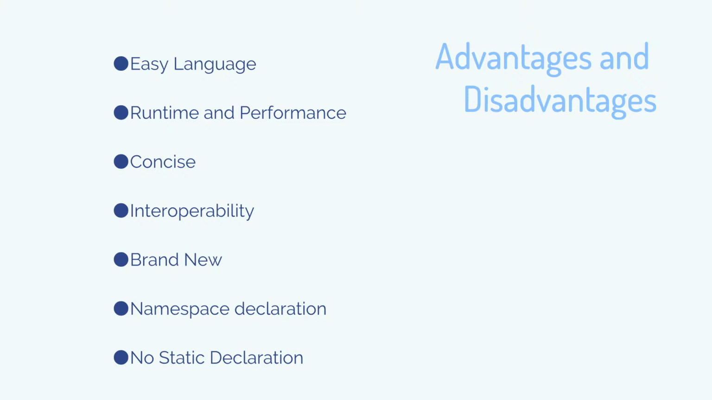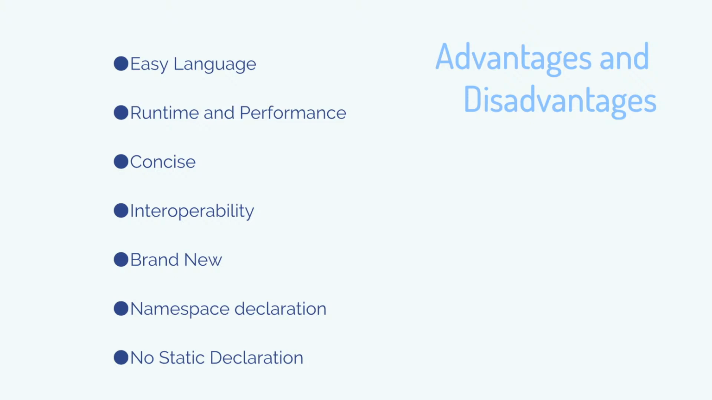Then the disadvantages are namespace declaration and non-static declaration. Namespace declaration allows the developer to declare functions at the top level only. And then we can deploy them in many places in your application. It's hard to understand the function. So that's the disadvantage of namespace declaration.